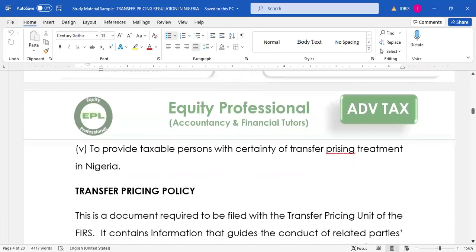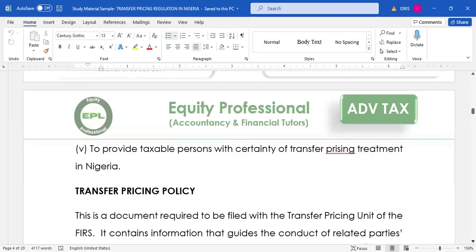Another one, to provide taxable persons with certainty of transfer pricing treatment in Nigeria.